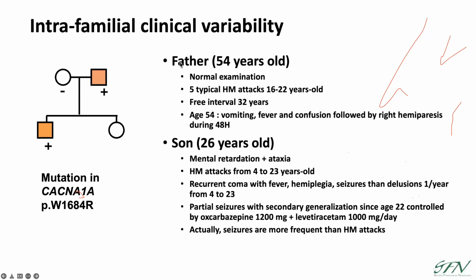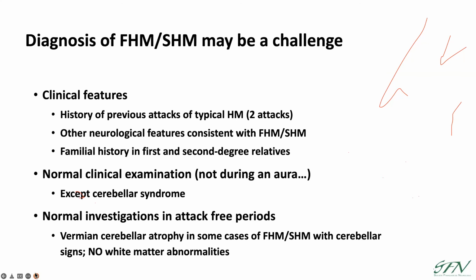So you have two patients with the same mutation. The father is living almost normally, and the son needs continuous support because he cannot be autonomous. So for genetic counseling, it's very important to always keep in mind that a patient like this one can have normal children and can also have children who will have a very serious condition. So the diagnosis of familial and sporadic hemiplegic migraine may be a challenge.